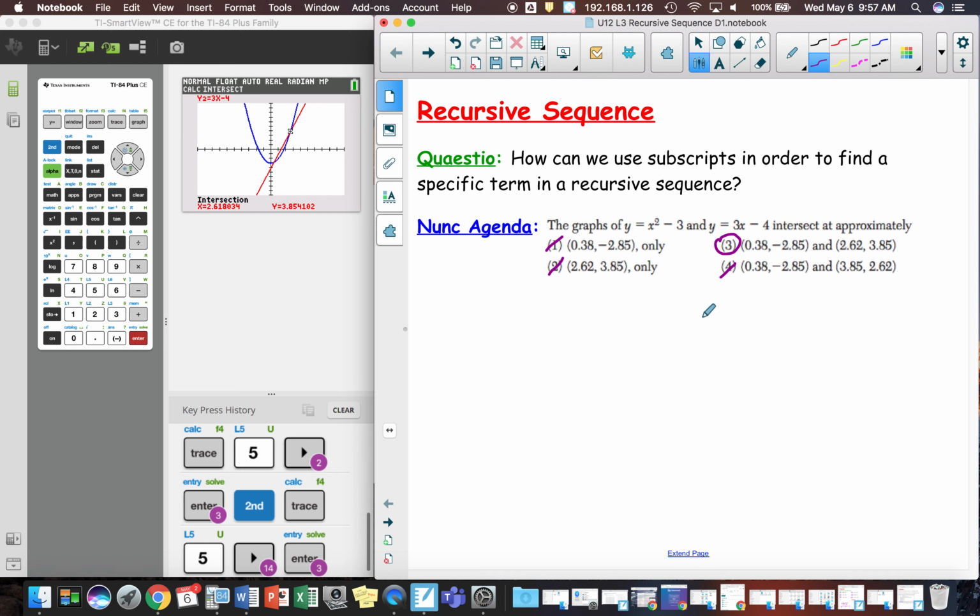Now, I did say that they kind of gave us the answer by giving us these two answer choices, but don't always rely on that. By chance it just worked there.